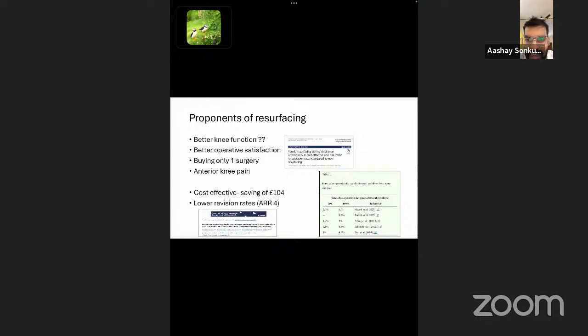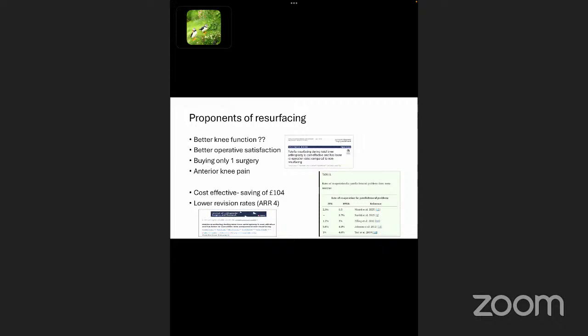Resurfacing has a lower reoperation rate as compared to non-resurfacing. As you can see in multiple studies that have been posted here, the resurfacing is definitely a cost-effective one when we see it in the long term and has lower revision rates. And definitely resurfacing is associated with less anterior knee pain as it takes care of the worn out cartilage, which is a pain generator.